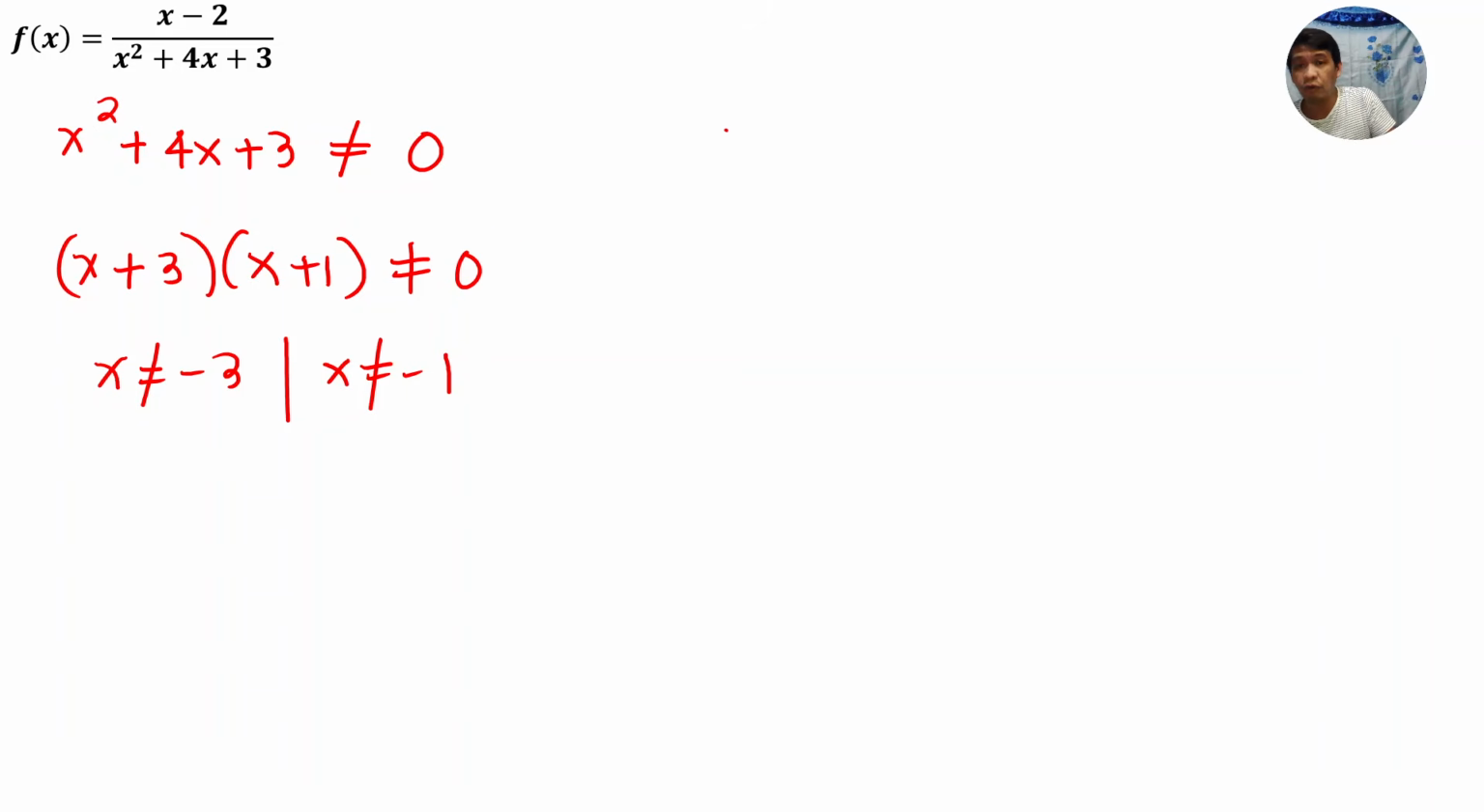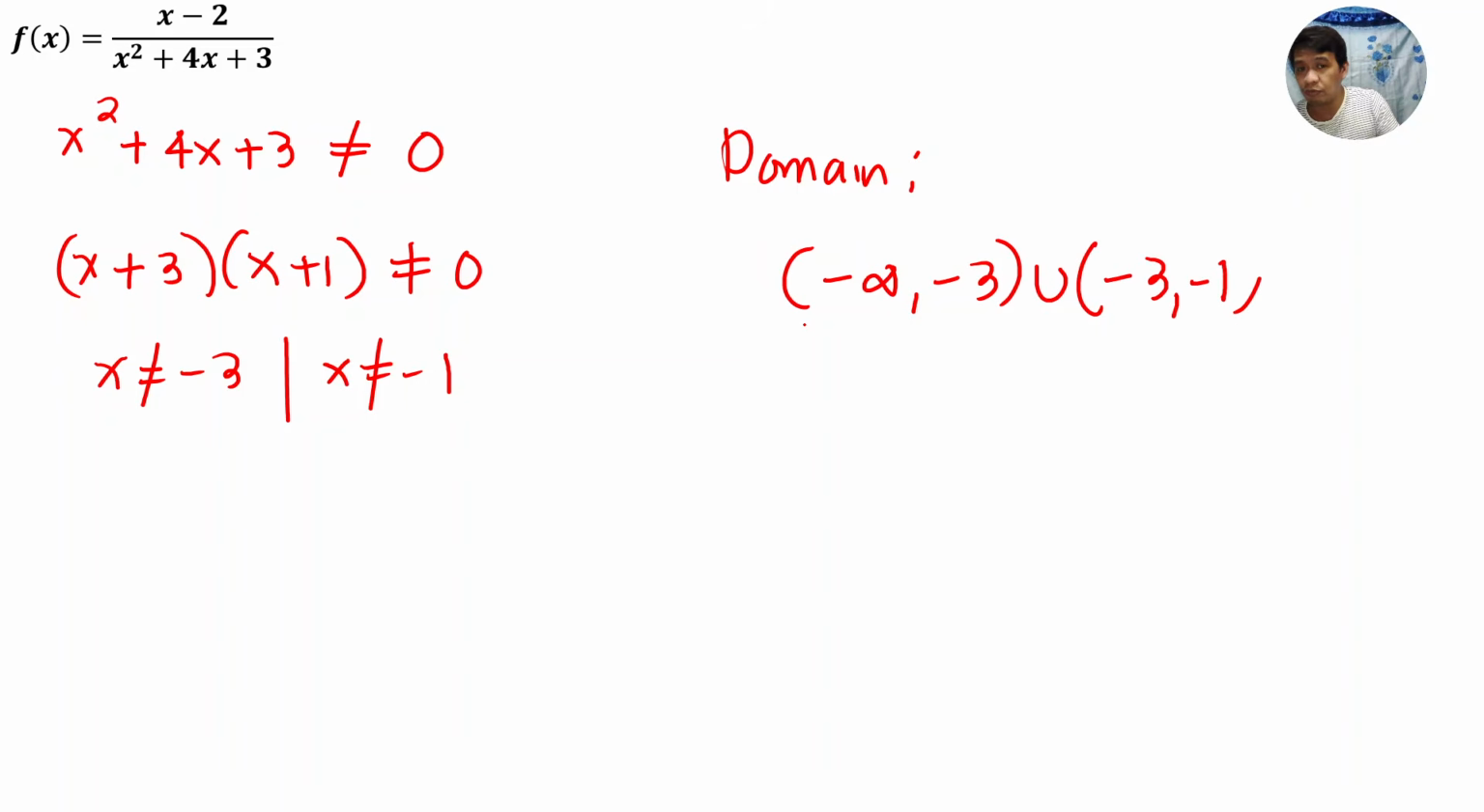So, therefore, ang domain ng function natin, so, x must be negative infinity to negative 3 union with negative 3 to negative 1 union with negative 1 to infinity. So, kasi ang only excluded dun sa ating function para maging defined ay negative 3 and negative 1 only. So, other than that, pwede siya. Pasok siya dun sa ating domain.